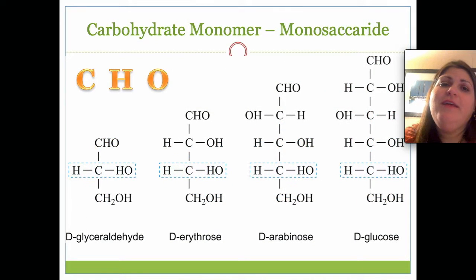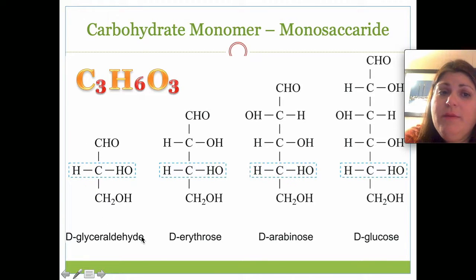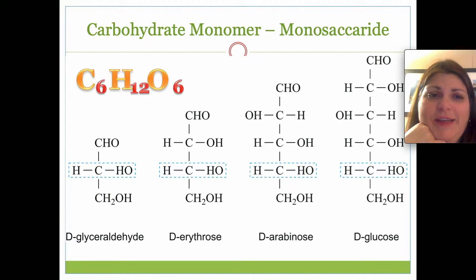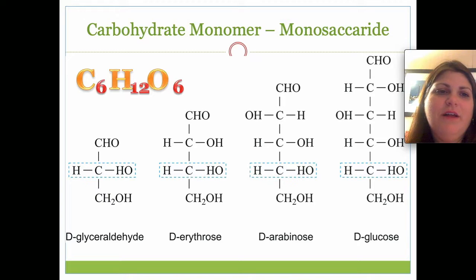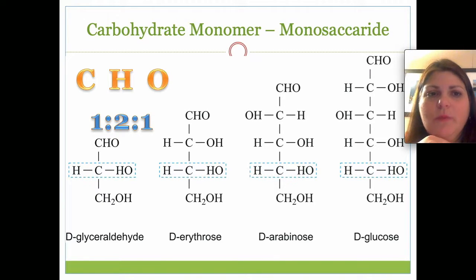Looking first at carbohydrates, these are all four examples of carbohydrates. They have a number of things in common. If you notice, they're made up of only three elements: carbon, hydrogen, and oxygen. And if you notice, they all have a very particular proportion. So this first one, glyceraldehyde, has 3 carbons, 6 hydrogens, and 3 oxygens. Next one, 4, 8, and 4. Next one, 5, 10, and 5. And finally, glucose has 6 carbons, 12 hydrogens, and 6 oxygens. What that means is they all have the same ratio of those 3 elements, a 1 to 2 to 1 ratio. And that's one of the defining characteristics of a carbohydrate.